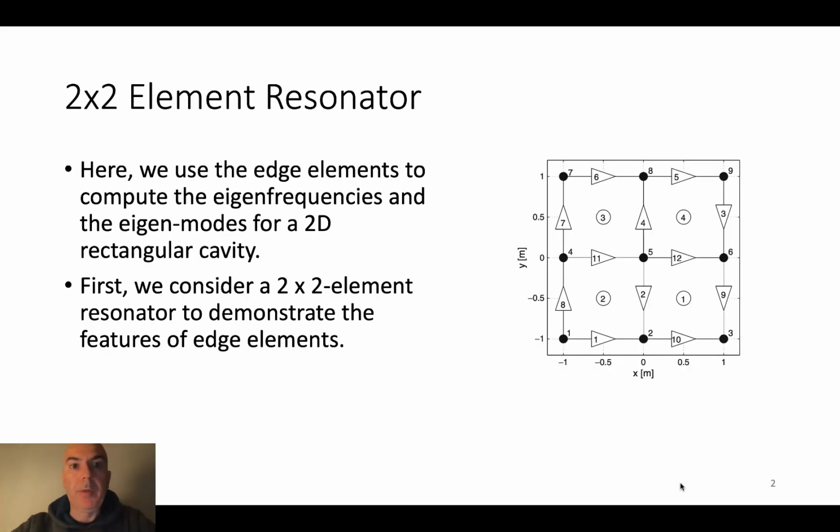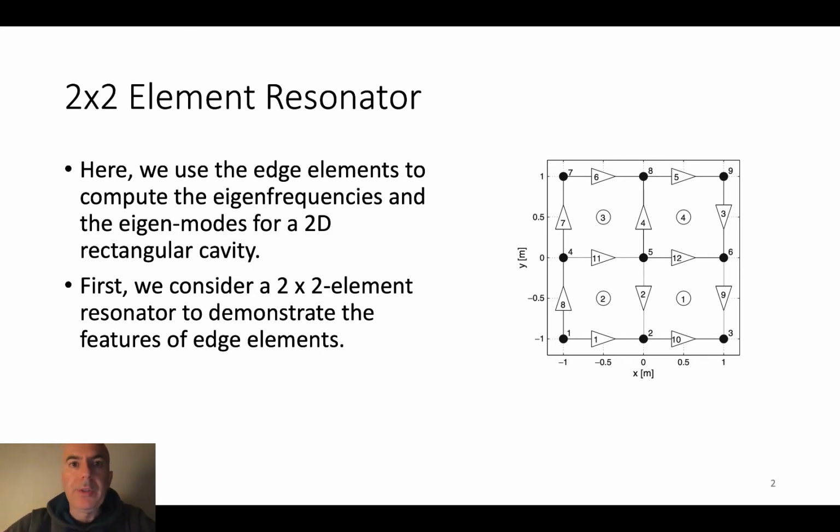So the problem that we want to solve is the following. We have a domain S, and we're going to divide it into 2 by 2 elements. So 2 elements in the x direction and 2 elements in the y direction, for a total of 4 elements. What we're going to do is use the edge elements to compute the eigenfrequency and the eigenmodes for a 2D rectangular cavity.